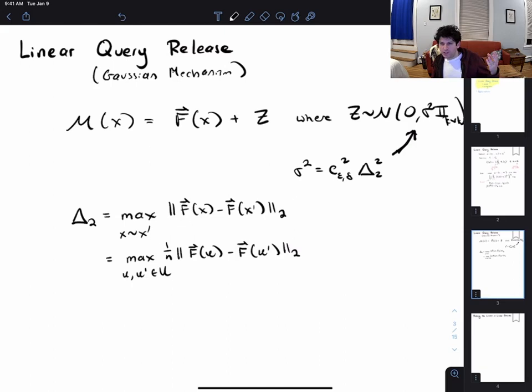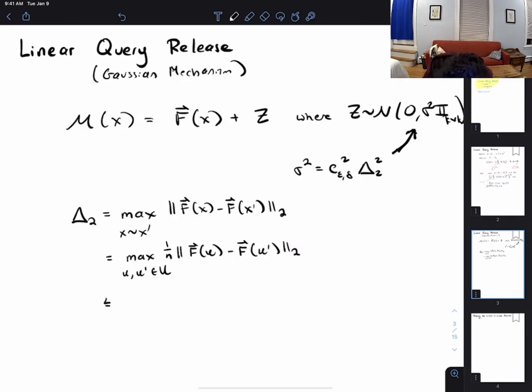Well, imagine that u is the thing that I delete from x, and u prime is the thing that I add to x prime. Because these statistics are linear, I'm just subtracting off an f of u prime and adding an f of u. It should be backwards, but it doesn't matter because it's an absolute value. That's the difference between f of x and f of x prime. And by the triangle inequality, this is at most the max over everything in the universe of what happens when I apply the queries to just a data set of size 1, consisting only of the element u.